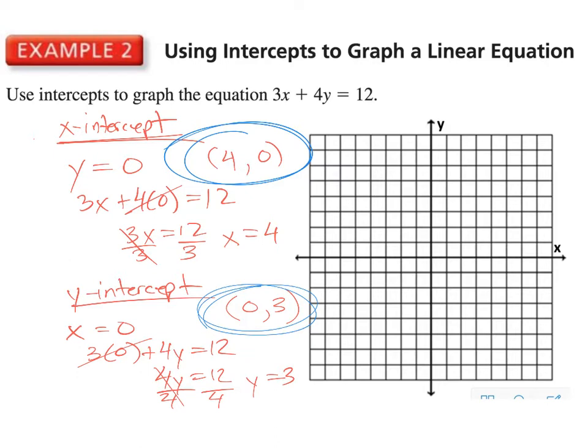Now I can graph the equation using the intercepts. The x-intercept is 4, 0. Once again, that's where the graph crosses the x-axis. The y-intercept is 0, 3. That's where the graph crosses the y-axis. All you need is 2 points to graph a line. So with those 2 points, I can graph my line. Just a rough sketch there. On to the next example.